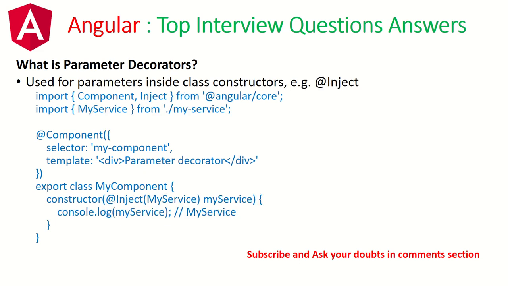And finally, what is a parameter decorator? Parameter decorators are used inside class constructors. For example, @Inject. Those are parameter decorators which you pass as parameters. You can see here inside the constructor, we are passing @Inject my service. It's a parameter we are passing inside the class constructor.